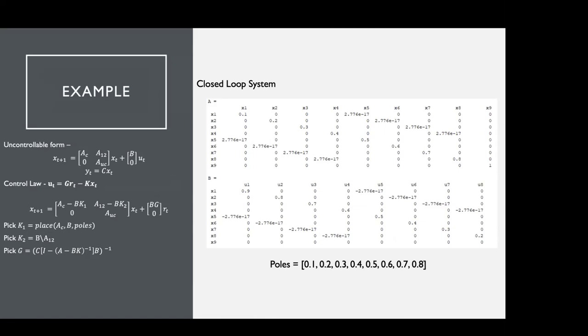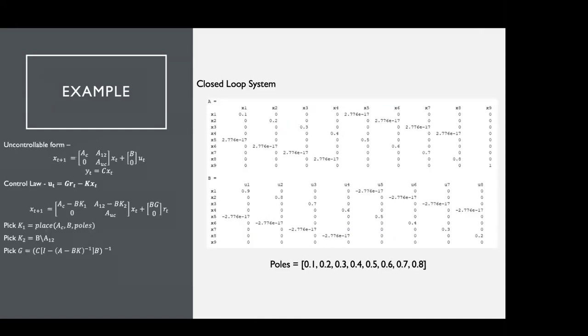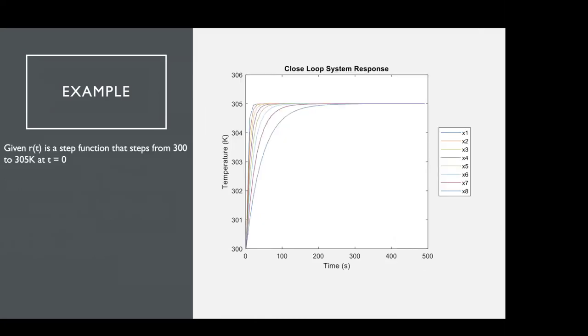And then again, you choose your G to be in this form, as this will ensure that you have steady state tracking. So this result looks like this. If I give my reference signal as a step function, I've now controlled my system to go from 300 Kelvin to 305 Kelvin. The reason you get this slow response in between is because I chose my eigenvalues to be staggered. If I went back and chose them all to be at 0.1, then the temperature profile would be the exact same for every state. And again, each state here is the temperature of each node.